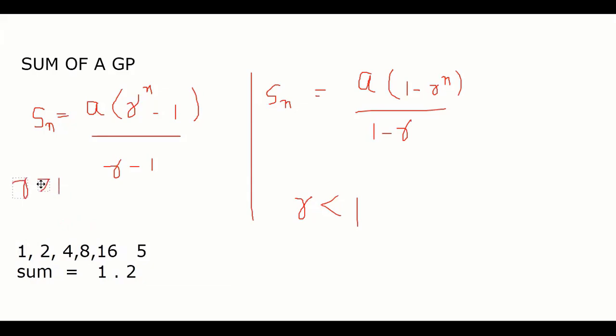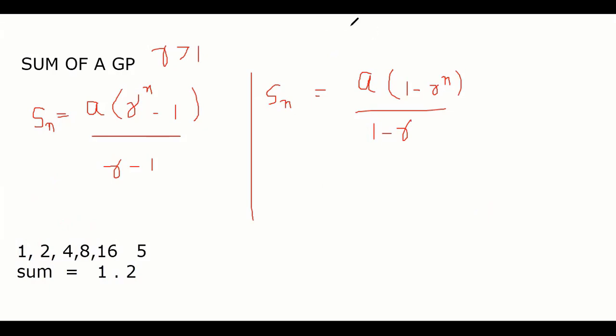I put R greater than 1 and R less than 1 the wrong way around. That is wrong. Sorry, you didn't tell me, guys. I wrote it wrong. When R is greater than 1, I wrote R less than 1, but reversed.